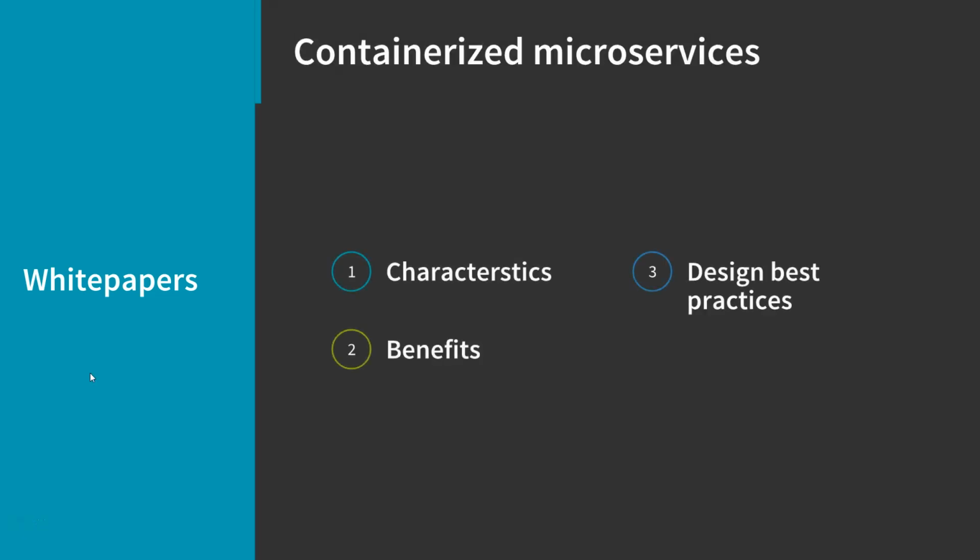Next, we have containerized microservices, and once again, you're going to want to spend some time in this AWS white paper going over the characteristics of microservices, the benefits of using containerized microservices, and then finally, how to implement design best practices when deploying microservices in AWS.